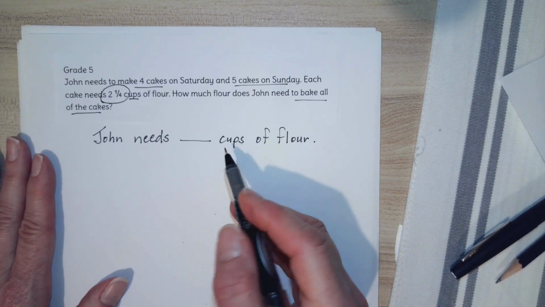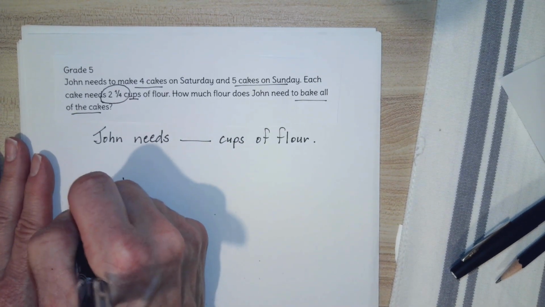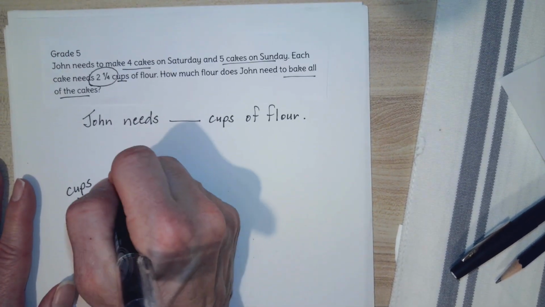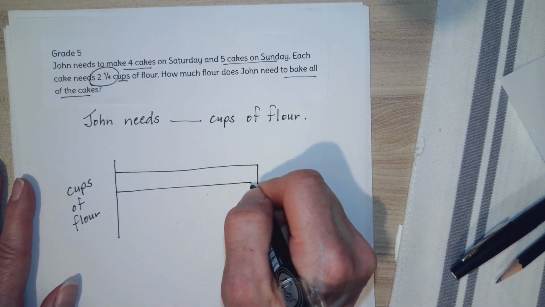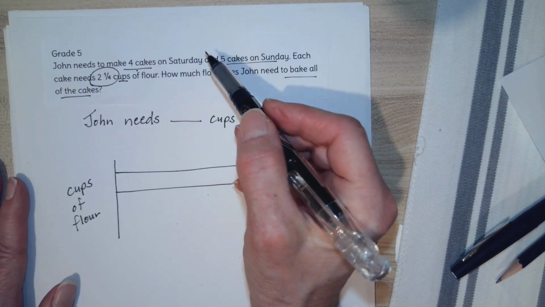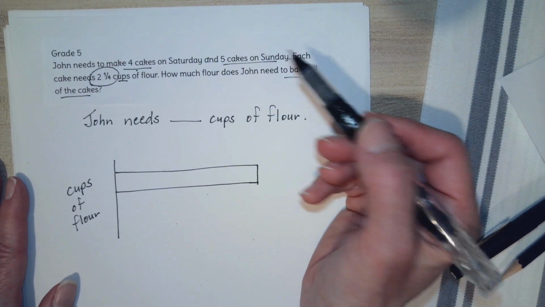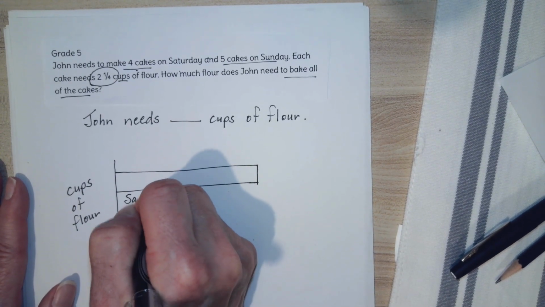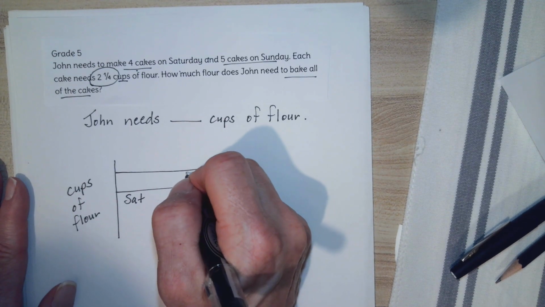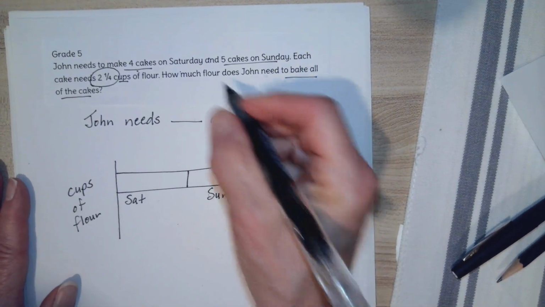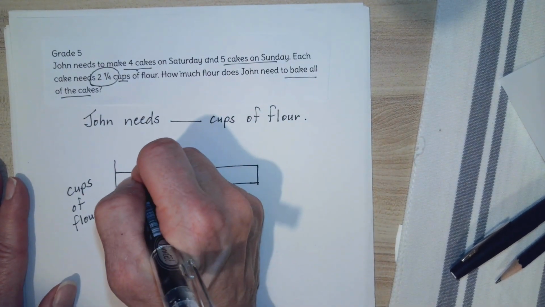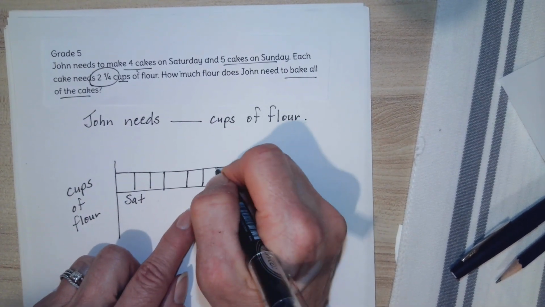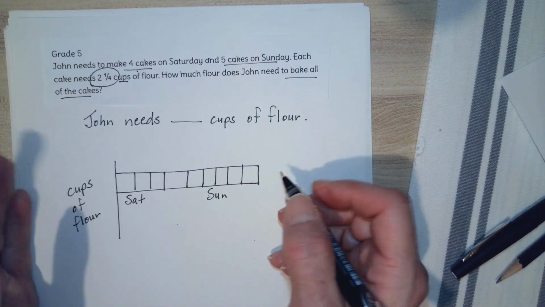Okay, so I'm going to make my bar model to represent the problem, and what I'm looking for is cups of flour. Making my bar, they're telling me that he needs to make 4 cakes on Saturday and 5 cakes on Sunday. I could just have one bar and put Saturday, make it a little bit smaller, Sunday. So we have 4 cakes and 5 cakes. Because these are small numbers, I'm going to actually divide Saturday up into 4 and Sunday up into 5. If this was a large number, I would not divide it up.